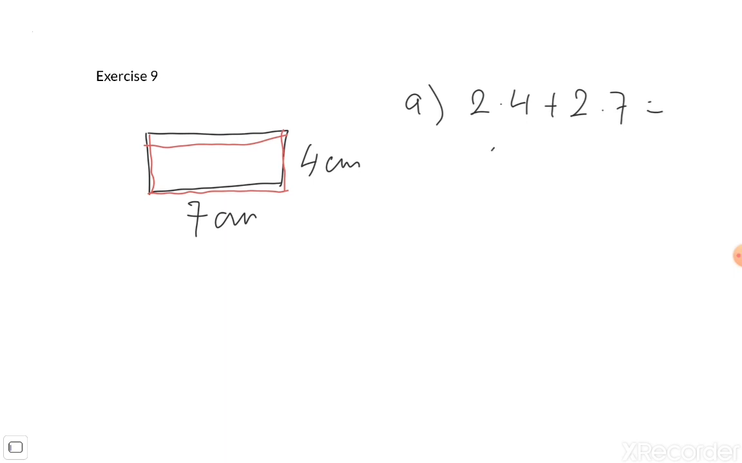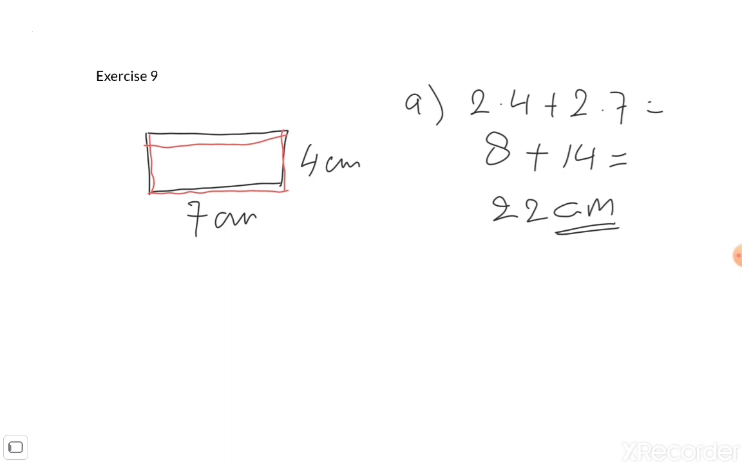So 2 times 4 is 8. 2 times 7 is 14. And if we add those two numbers, we get 22 centimeters. Do not forget the unit behind your answer. Do not forget the second question, because the second question in question A was to calculate the area.